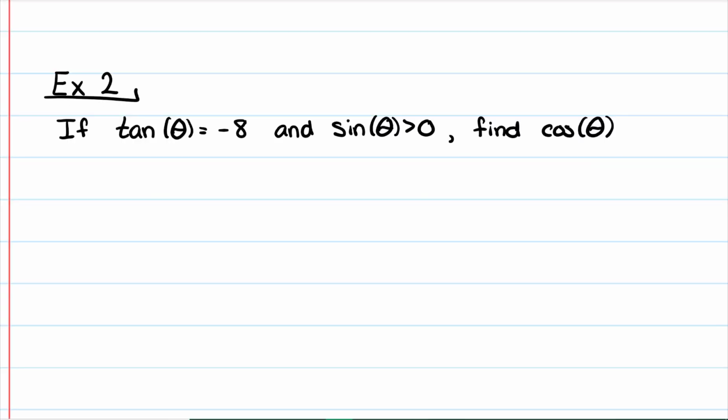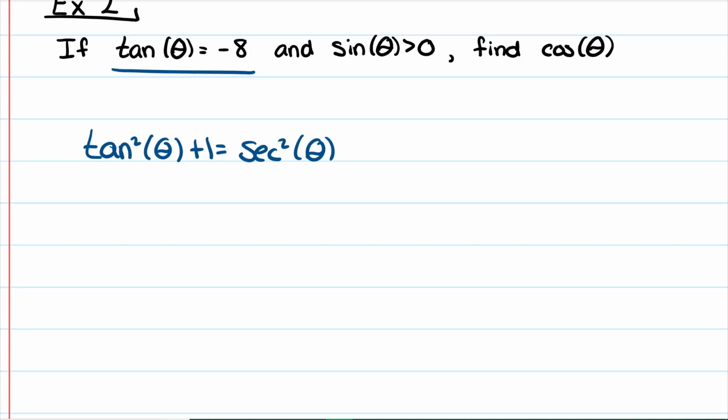Example 2. If tangent of theta is equal to negative 8 and sine of theta is greater than 0, we want to find cosine of theta. Now remember, we've done this using the triangles. But I want to show you now how to use identities in order to do this. So let's think about what we know. We know tangent. So I'm going to write down the Pythagorean identity that has tangent. So tangent squared plus 1 is equal to secant squared.